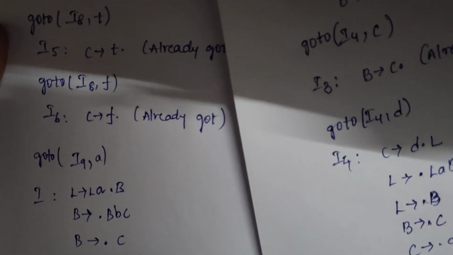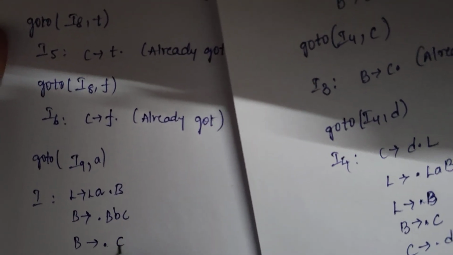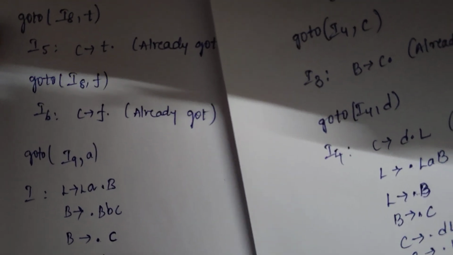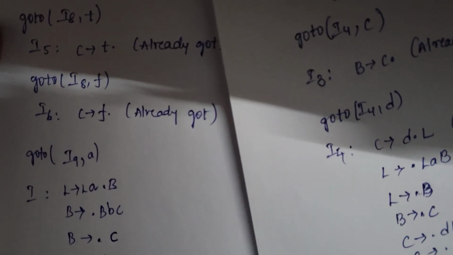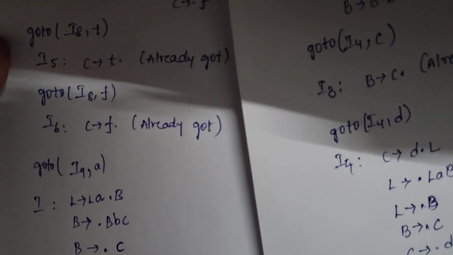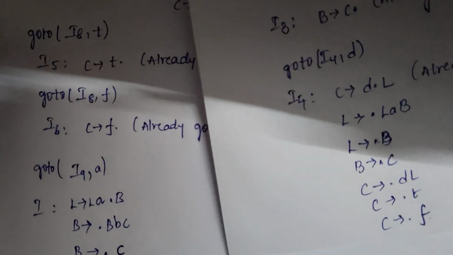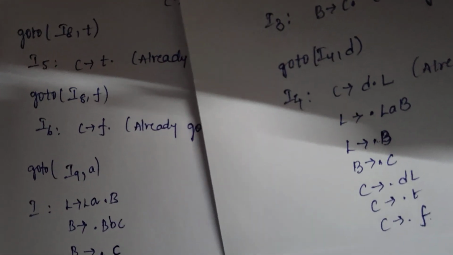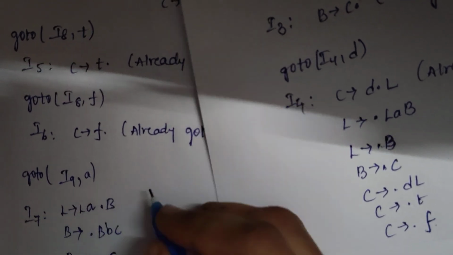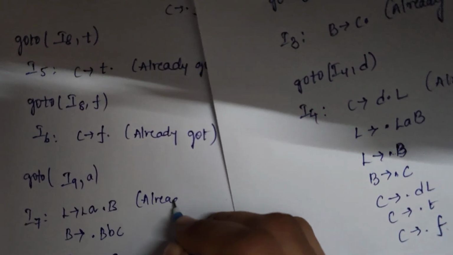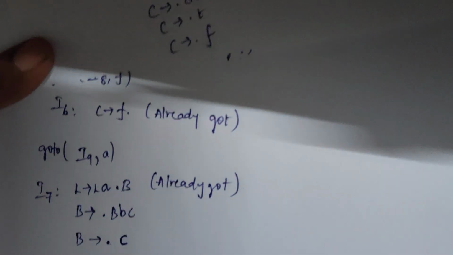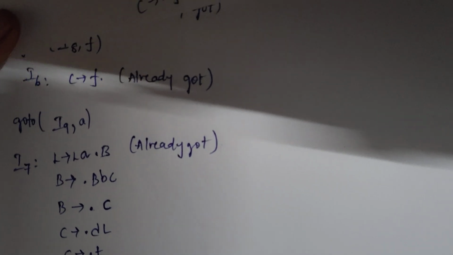Next write C predictions, because dot is following non-terminal C. So write all the C predictions dot DL. Just write dot before all the predictions. T C produces dot F. Now go to, I think we got this prediction. Let's check the seventh prediction. Yes, already we got this. Already got. Okay.